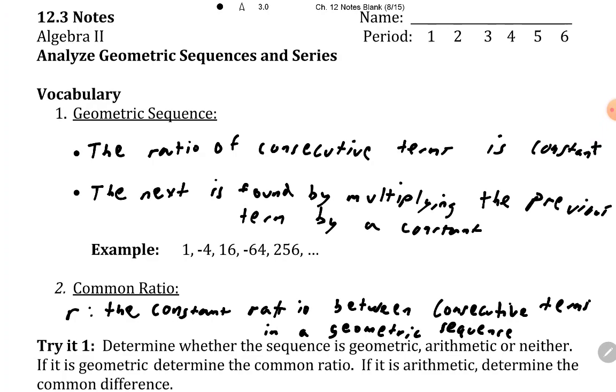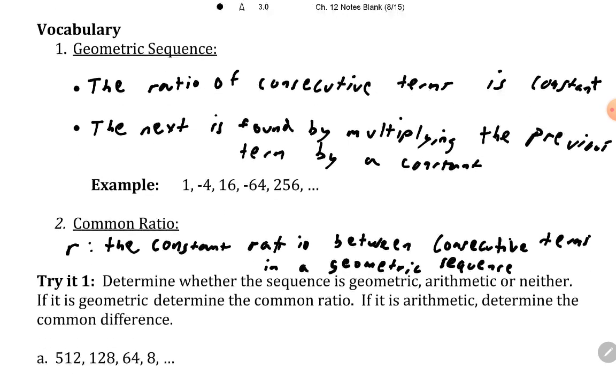So in an arithmetic sequence and series, we found the difference to be constant between terms, like we're adding 3 or we're subtracting 3. In a geometric sequence, there's a constant ratio. So the ratio of consecutive terms is constant, and the next term is found by multiplying the previous term by a constant. And we call that constant R, the common ratio.